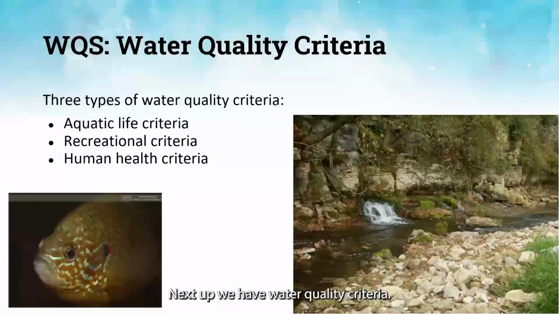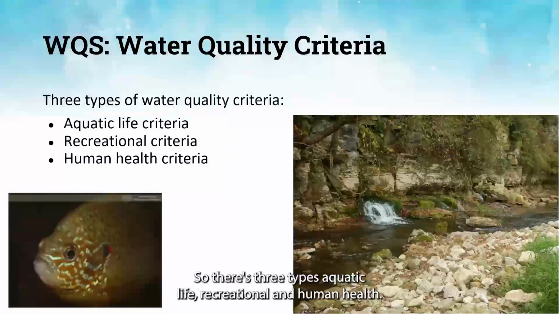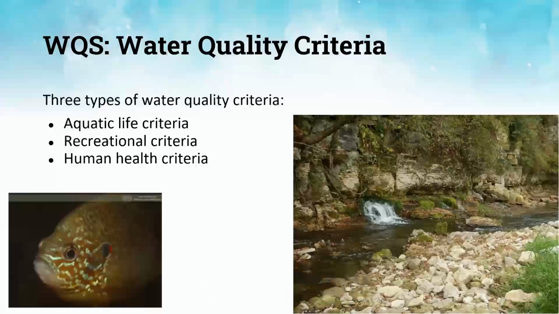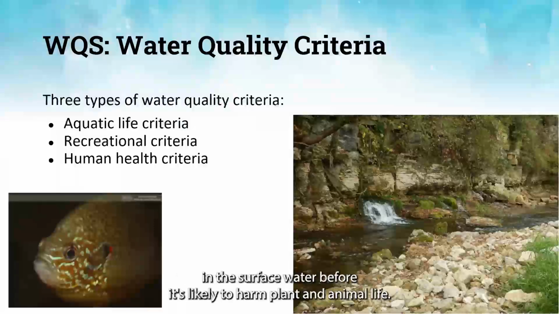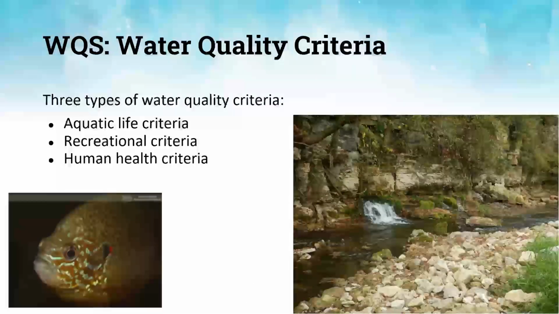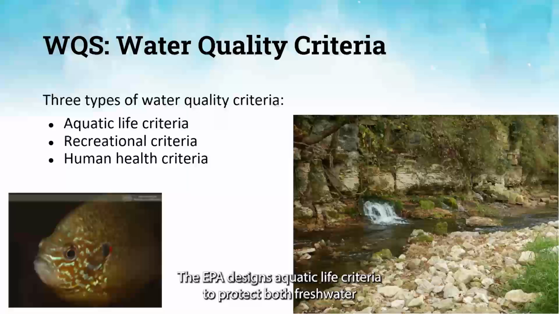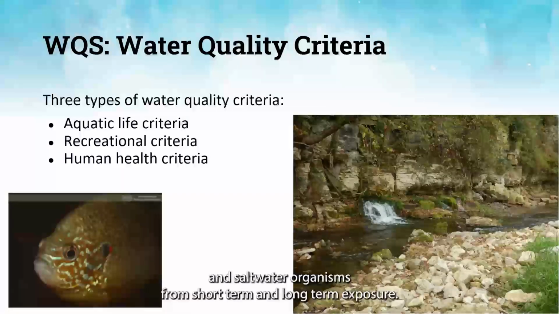Next up, we have water quality criteria. So there are 3 types: aquatic life, recreational, and human health. So EPA bases aquatic life criteria on how much of a chemical can be present in the surface water before it's likely to harm plant and animal life. The EPA designs aquatic life criteria to protect both freshwater and saltwater organisms from short-term and long-term exposure.